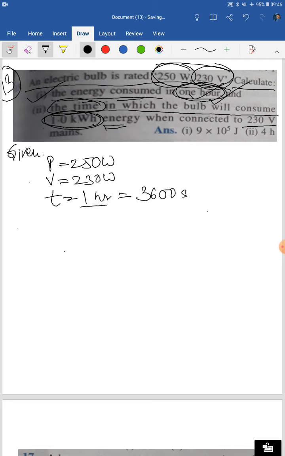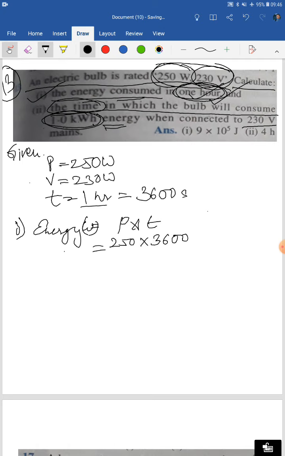All right, let's solve question number 1. Energy, you know the relation. Energy is P into T. W is equal to P into T. You can write W here as well. So power is 250, time is 3600. When you multiply this, 25 into 36 gives you 900, and you have 1, 2, 3 zeros. So you'll have it like this, 90,000 joule. So this is your solution.